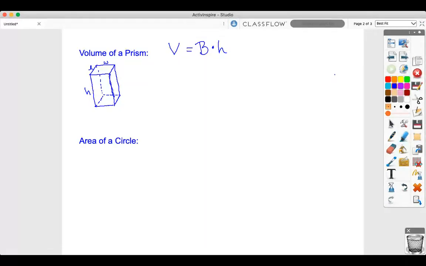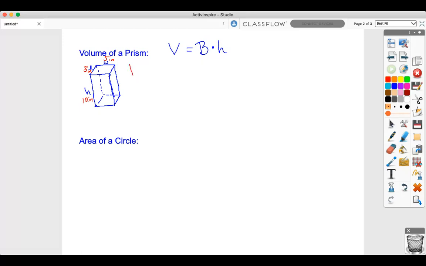So let's throw some numbers in here just to practice and to make sure that we're all good. Let's say that the length is 3 inches, the width will be 5 inches, and the height will be 10 inches. Just to make the numbers easy, length is 3 inches, width is 5 inches. That's the base. And then the height of the prism is 10 inches.